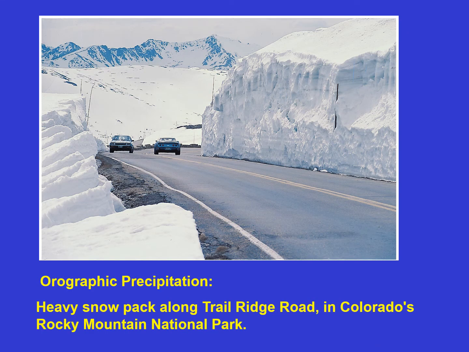So this orographic lifting, it's one of our lifting mechanisms. It involves a mountain range. Orographic lifting can lead to a lot of precipitation. So what are we looking at here? Heavy snowpack along Trail Ridge Road in Colorado's Rocky Mountain National Park. Look at that. That's just crazy ridiculous. Of course, who knows how old this image is. Look at those cars. I'll be honest, I think those cars are from the late 80s, maybe. I wonder if they even get quite as much snow anymore in the mountains of Colorado.